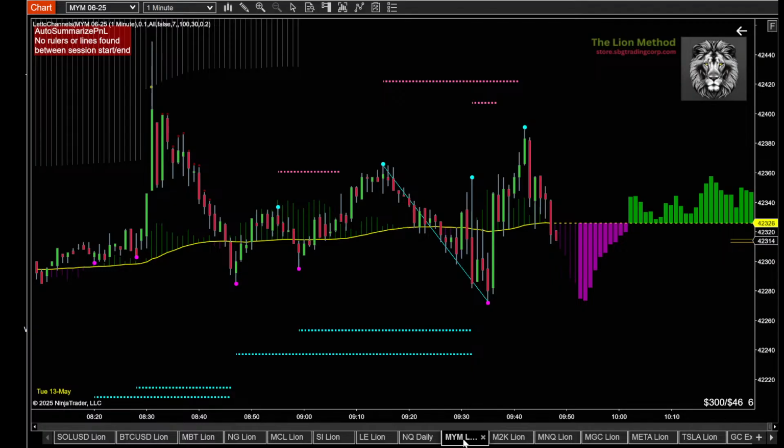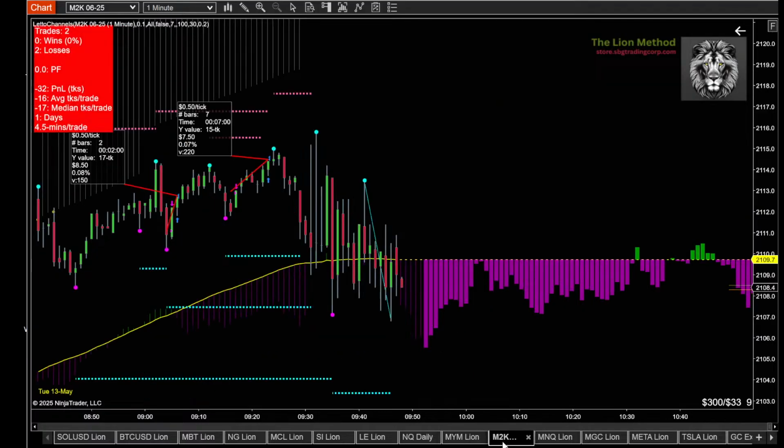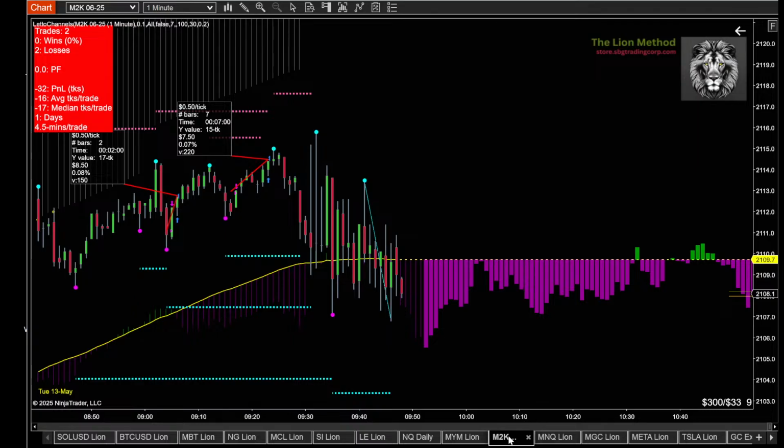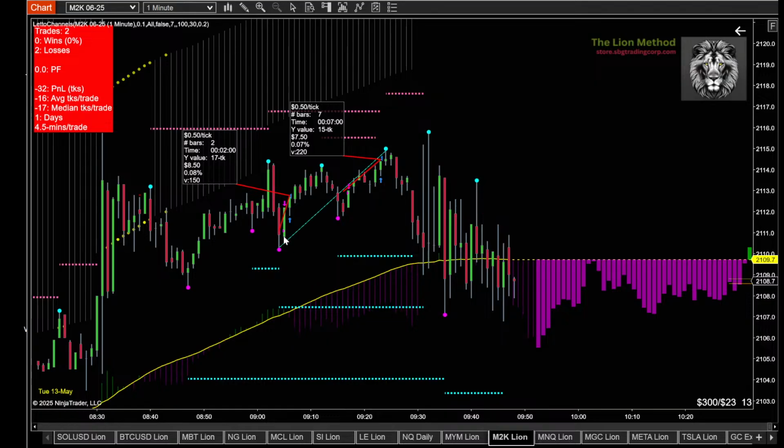MIM has retraced 50% of its range. Russell is still back and forth. Guys, I'm not seeing too much here. Not exciting. Our two trades today were a loss of 32 ticks.